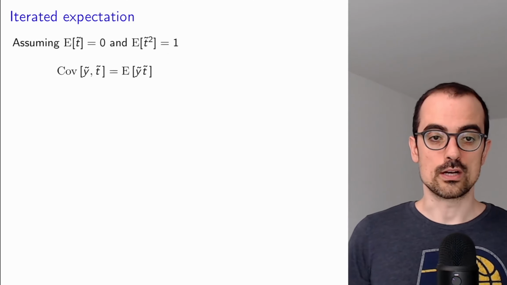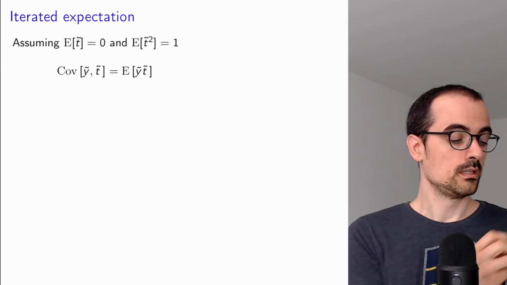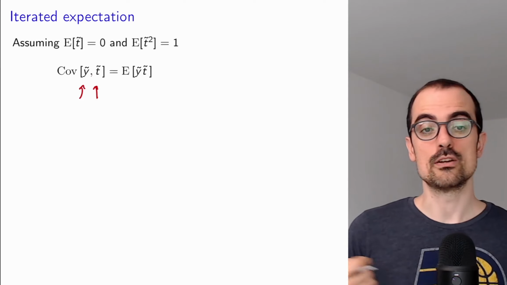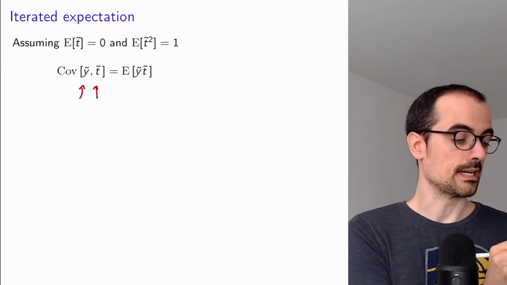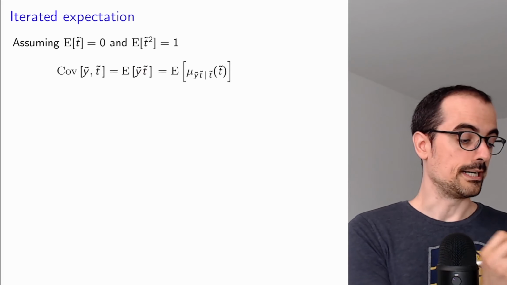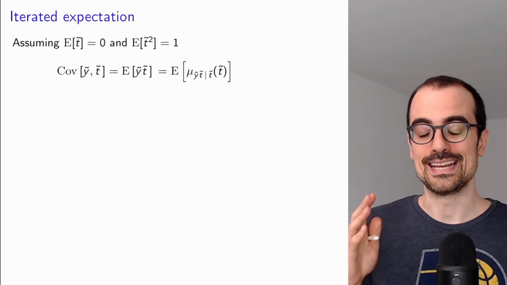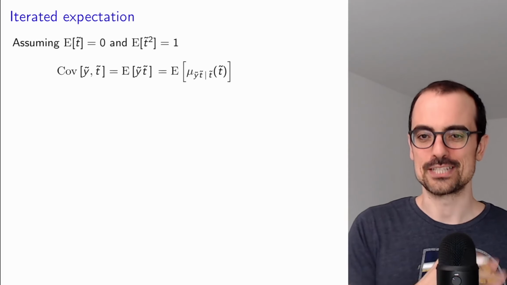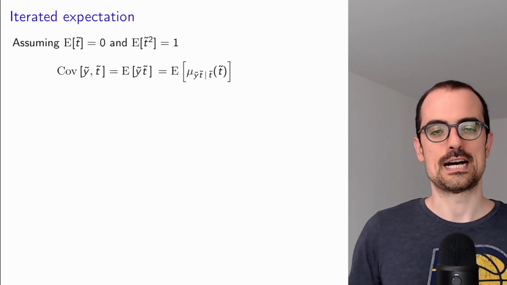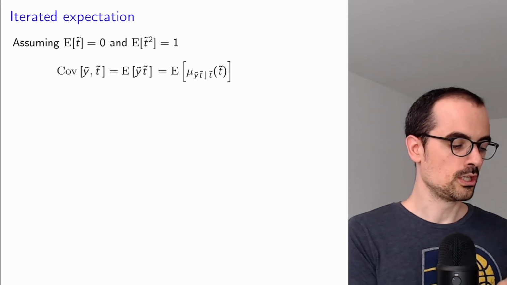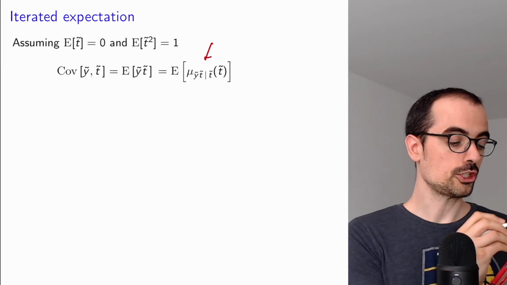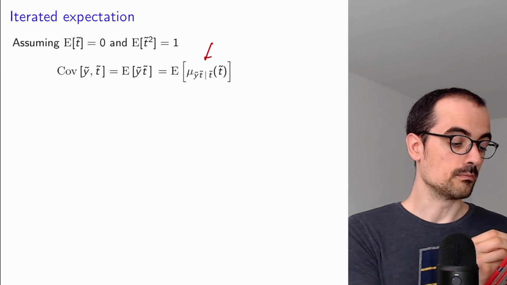Now, if we consider the covariance between the observed outcome and the treatment, it's just equal to the mean of the product because this guy is 0. And now, if we apply iterated expectation, I was going to say linearity of expectation, we will apply linearity of expectation later on in the video. Now we're going to apply iterated expectation. So this object is the conditional mean function of the random variable yt.